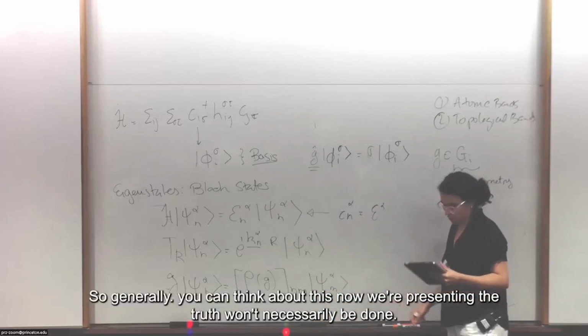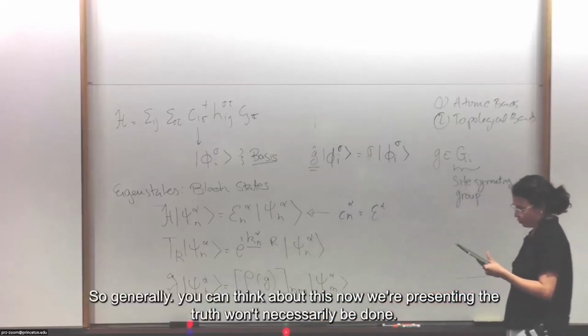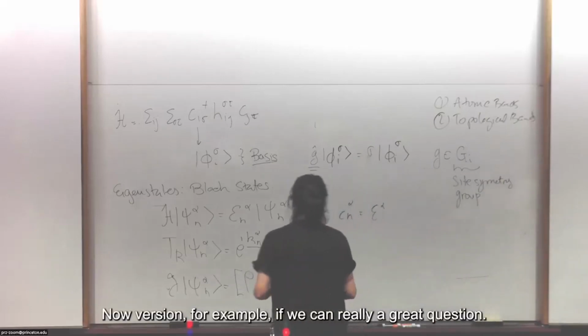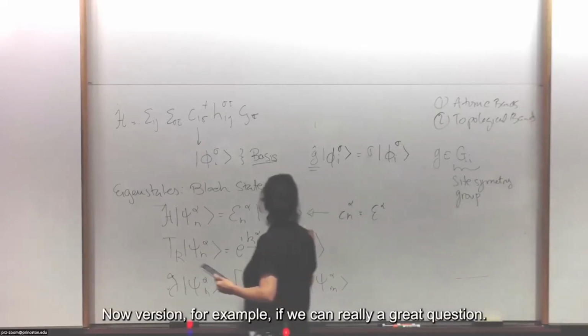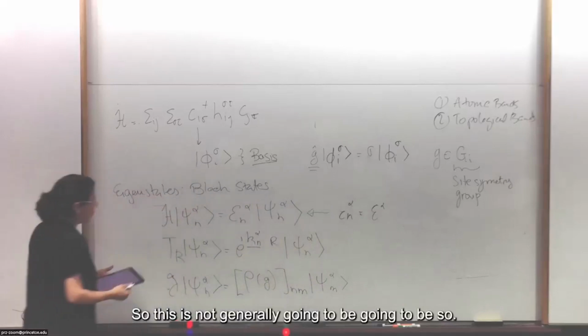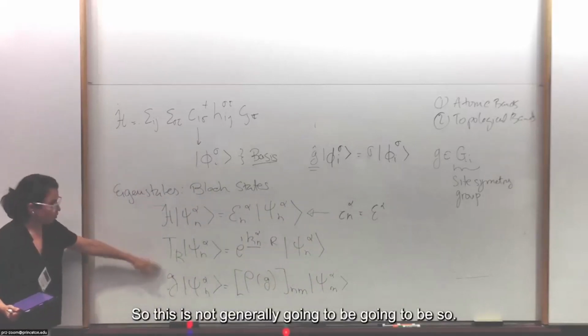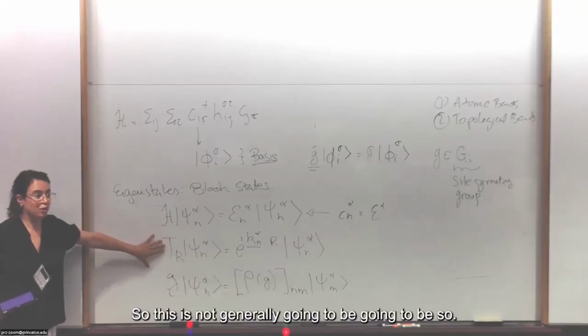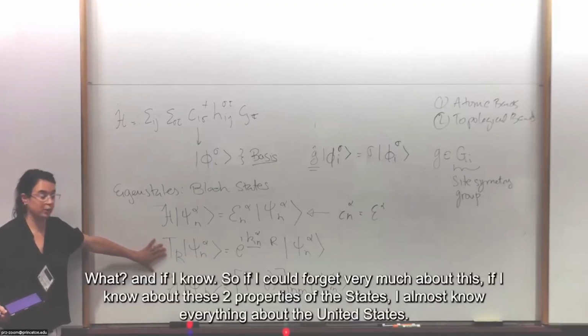So this is not generally going to be symmetric. And if I know these two properties of the states, I almost know everything about the eigenstates of my system and I can call it a day. But the point of this talk and the point of many of the other talks that we're going to do is that no, this is not true, right? We need to know some additional information.